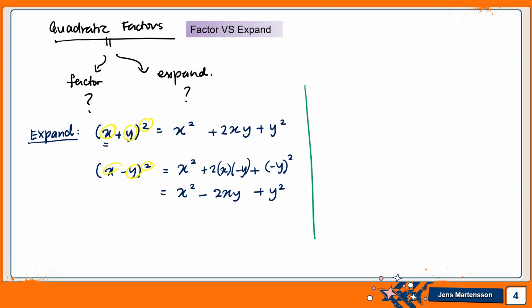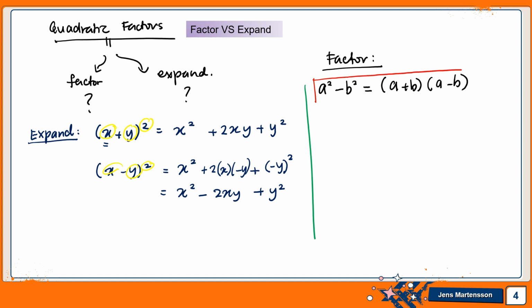Okay, for factors, how can you factor? Actually, we do have a standard form of factor. If you have a squared minus b squared, you should know how to factor this one. The form will be a plus b bracket a minus b. This is the standard form for you to factor this. If you have the form of a squared minus b squared, the value is still the same as a and b. One bracket will have plus, another one will have minus.